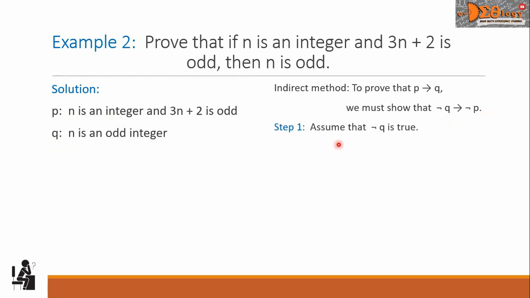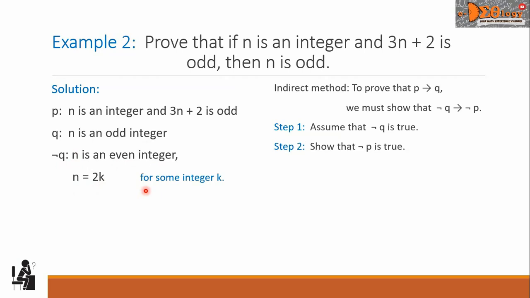Step 1, let us assume that not Q is true. Our Q here is n is an odd integer. It follows that not Q is equivalent to n is an even integer. Since n is even, we can show that n equals 2 times k, where this k is any integer. Now step 2, let us show that not P is true. The not P can be simplified into 3n plus 2 is even.